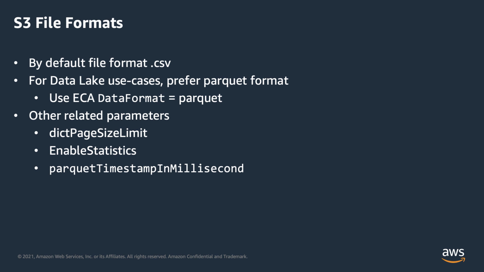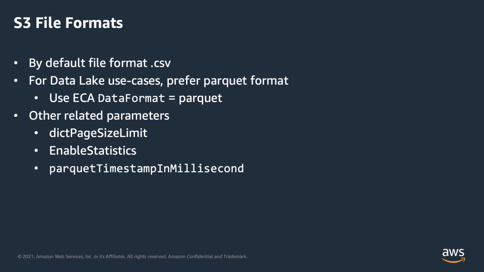In order to set this data format for DMS, you can set that in the target endpoint using ECA data format and set the value to Parquet. There are other ECAs relevant to S3 file formats as well. For example, ECA dict page size limit sets the maximum allowed size in bytes for a dictionary page in a Parquet file. If a dictionary page exceeds this value, that page uses plain encoding.